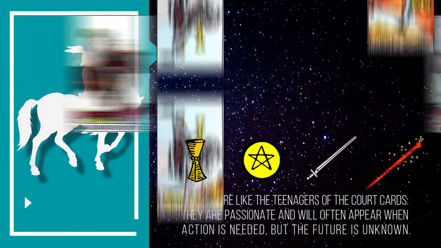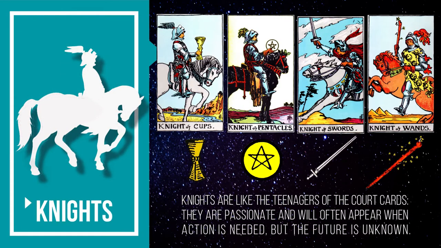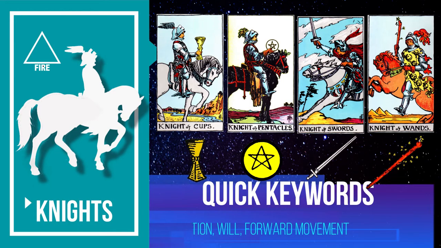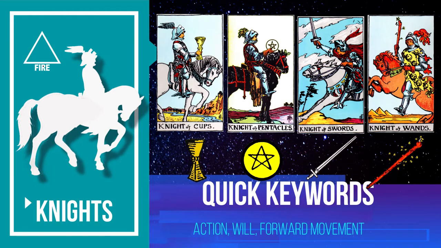Knights. The tarot knights are like the teenagers of the court cards. They're driven by action, following their passions in life. They have begun their journey and are focused on moving forward. They often appear when action is needed, but the future is unknown. Knights are associated with the element of fire. Quick keywords that I use for knights are action, will, and forward movement.